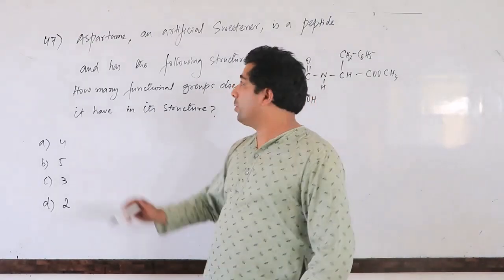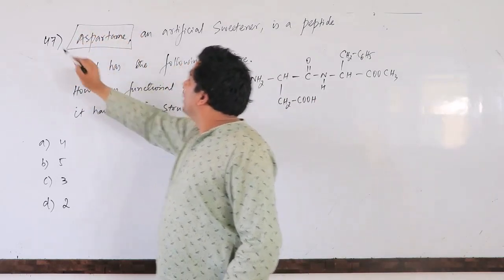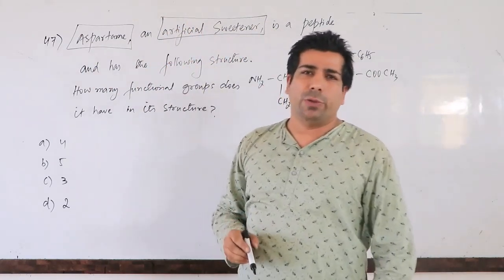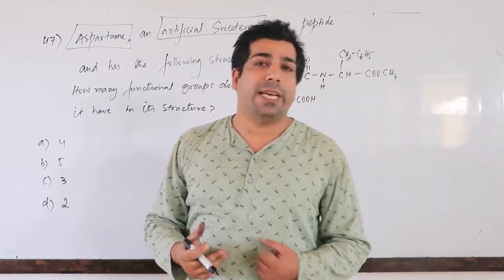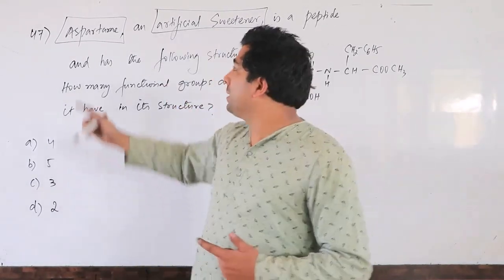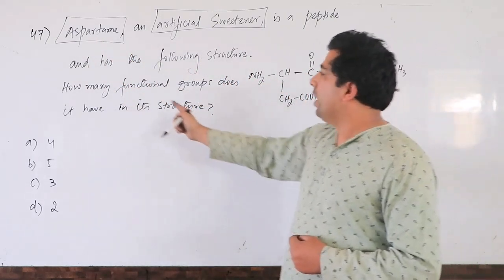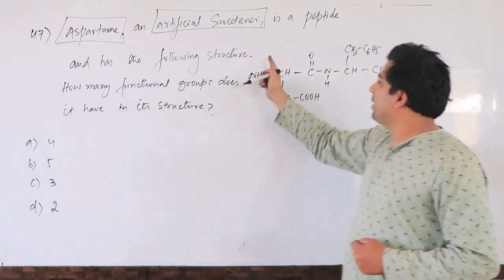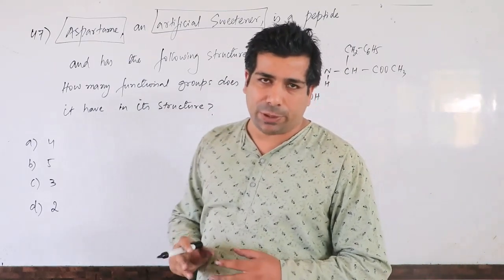Dear friends, let's look at question number 47. Aspartame. This is your artificial sweetener. My dear friends, you will study in detail about artificial sweeteners in the chemistry in everyday life chapter. But here we will be mainly talking about aspartame, and we have taken its structure. We have to find out how many functional groups are present in this aspartame structure.